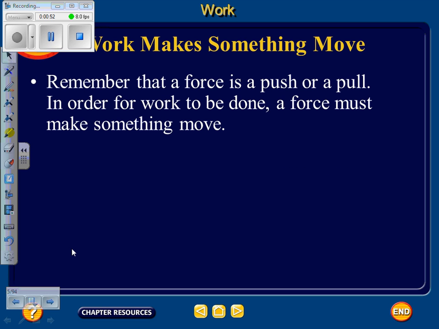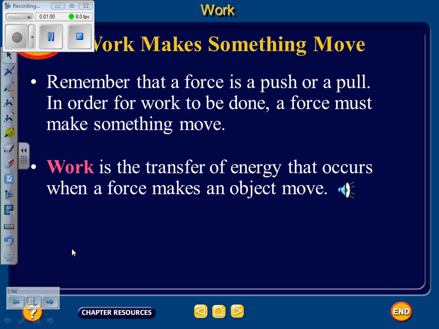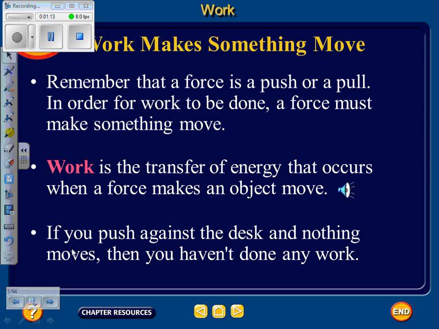Remember that a force is a push or a pull. In order for work to be done, a force must make something move. Work, by definition, is a transfer of energy that occurs when a force makes an object move. If you push against a desk and nothing moves, then you haven't done any work.